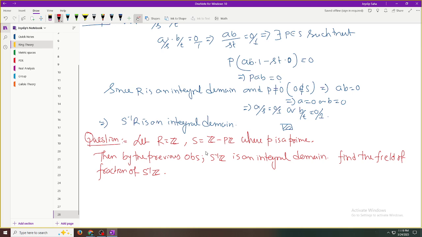So if you are taking S inverse Z, where S is Z minus pZ, then elements of Z minus pZ are invertible in S inverse Z. Then you are finding the field of fractions of S inverse Z. Now you are inverting more elements, almost all elements except 0, and you are taking the field of fractions of Z. That means S equals Z minus 0. You are getting the same thing.